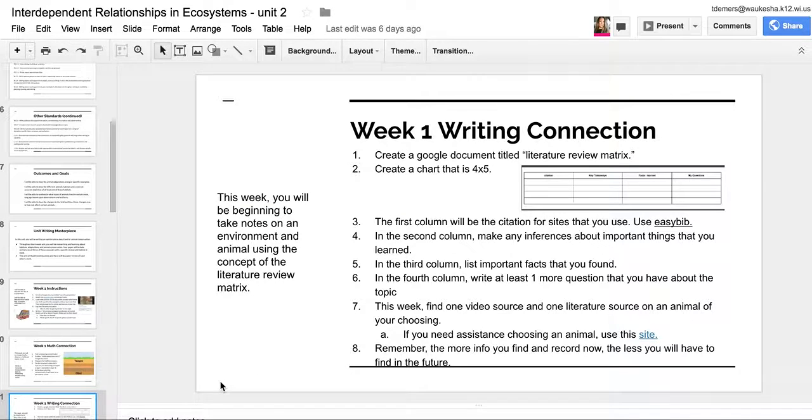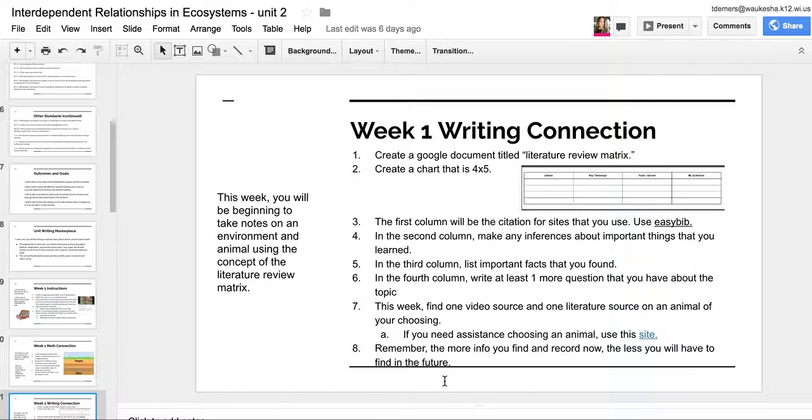Then you are going to, in the second column, write your key takeaways. Your third column is going to be what you learned, so those are going to be factual things, as compared to key takeaways, which are going to be more of inferences or things that you thought of while reading or viewing. And then lastly are going to be any further questions that you have that could help you.